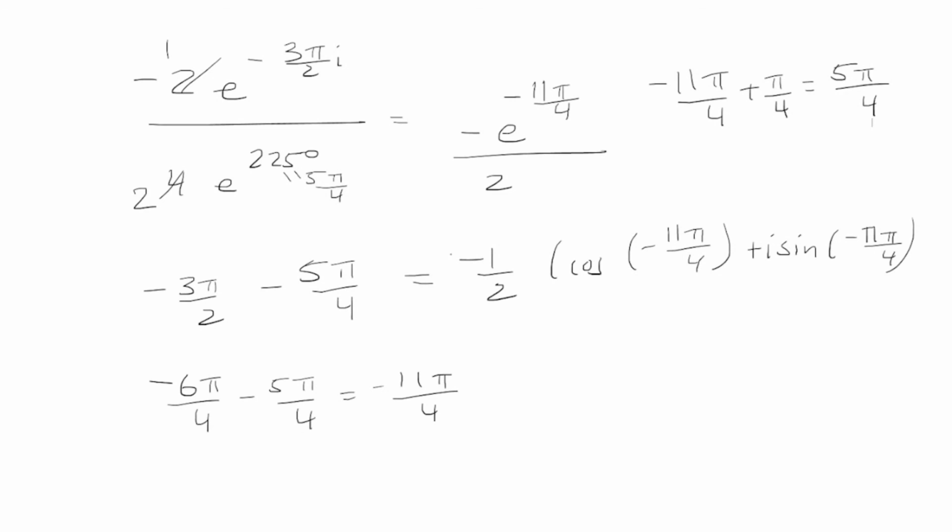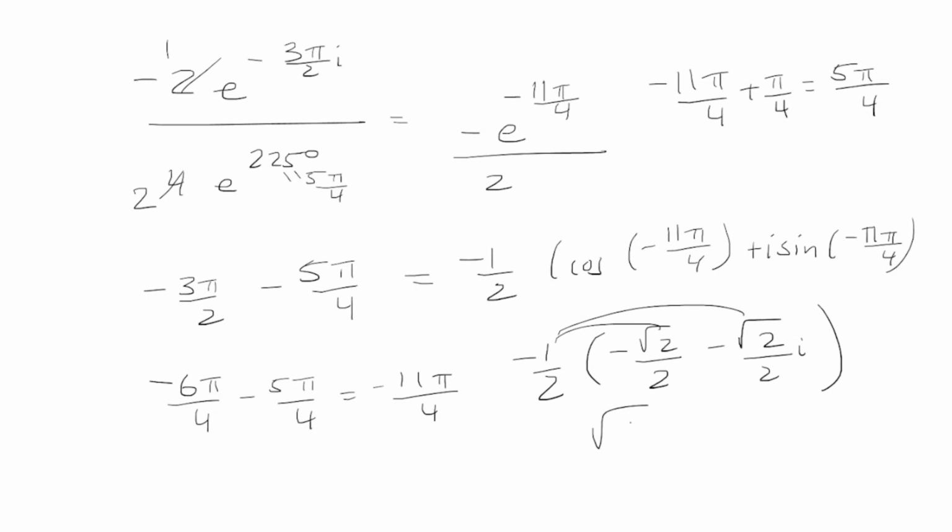So evaluating cosine and sine of 5 pi over 4, this one is going to be in the third quadrant, so you have negative 1/2. We know in the third quadrant it's going to be negative, so this is negative root 2 over 2, and then minus negative root 2 over 2 i. So we're going to distribute the negative 1/2 to both of these to get positive root 2 over 4 plus square root of 2 over 4 i. And this is our answer.